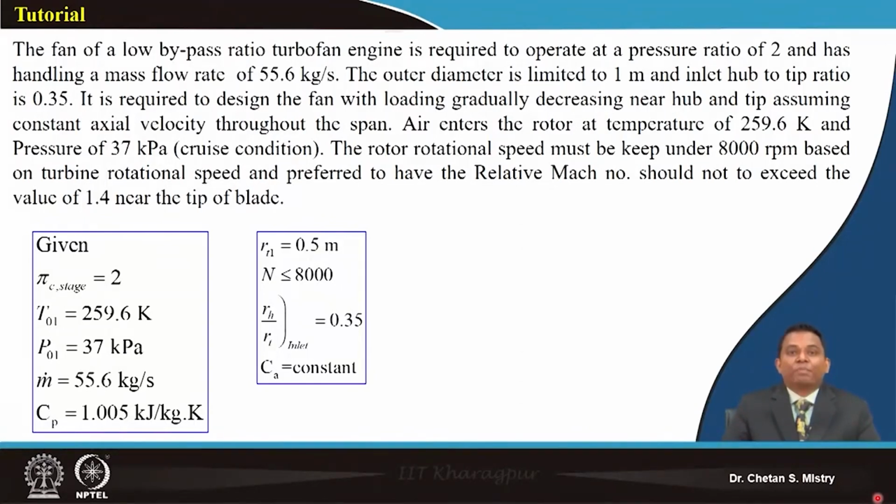We can say entry pressure and temperature have been defined under the cruise condition. Mass flow rate is given, that's 55.6 kg per second. And it says my casing diameter should not exceed 1 meter. Rotational speed also is constrained to 8000 rpm, and it says my axial velocity needs to be constant.